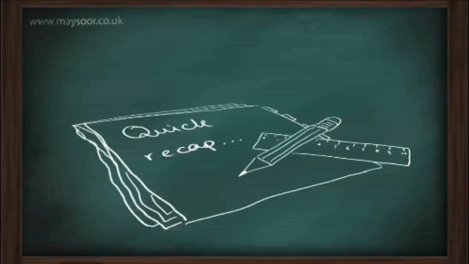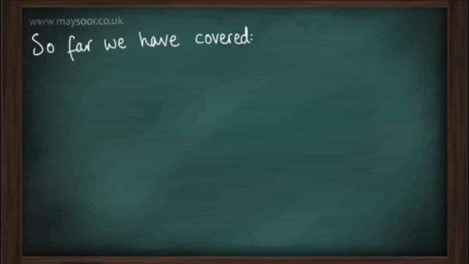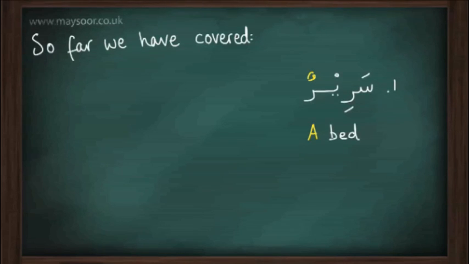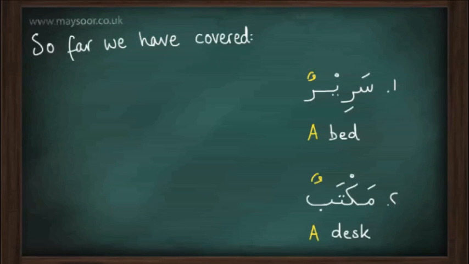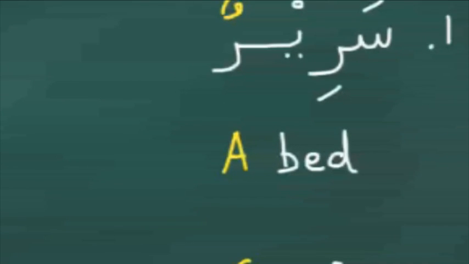Quick recap. If we wanted to express an ism, a noun, that is nakira, indefinite, we simply place a tanween at the end of the word. For example, sarirun means a bed. Similarly, maktabun means a desk. We mentioned that the sound at the end of the word coincides with the indefinite article a or an in English.